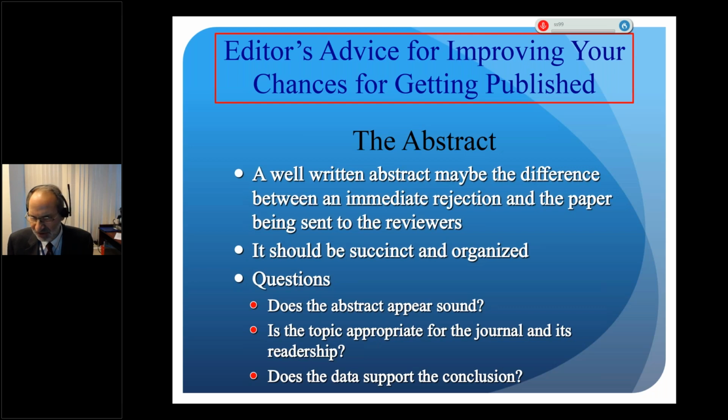It should be succinct and organized. Once again, you need to wordsmith this to make it as interesting as possible. And often you need to answer these questions, not formally, but in your own mind and how you design it. Does the abstract look sound? Does the data look sound? Is it well written? Is the topic appropriate for obesity surgery or the journal you're submitting it to? And again, if this is an article on tummy tucks and it has an importance to a bariatric surgeon, I'll let it go through. But if it's talking about tummy tucks where only a plastic surgeon would get any value out of it, we probably won't publish it. We don't have the room.